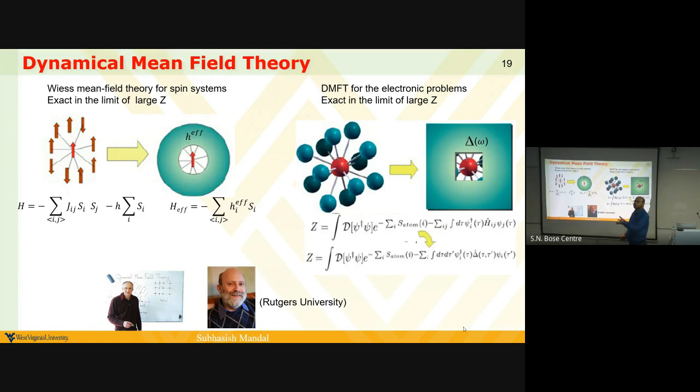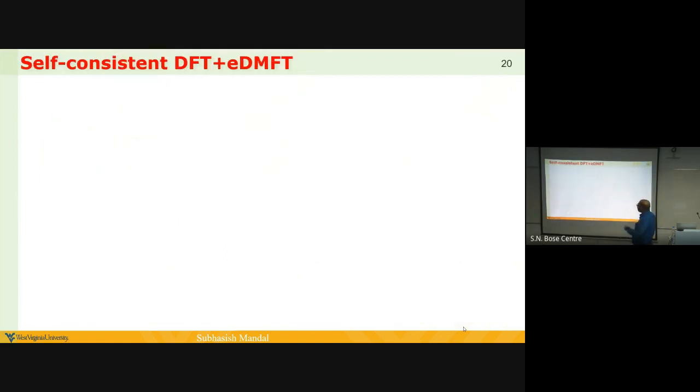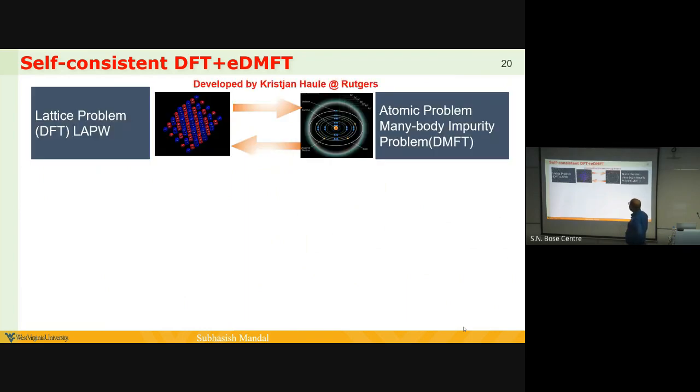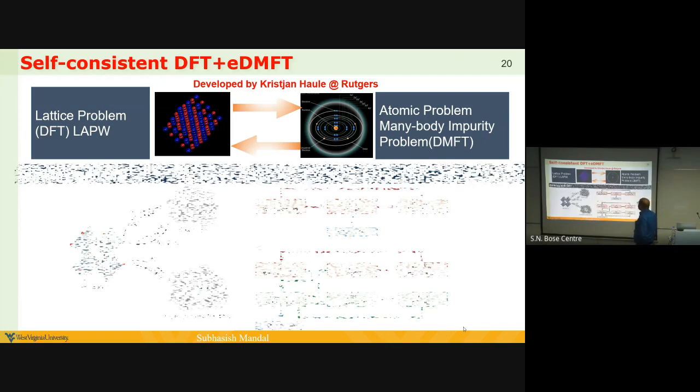It solves the impurity problem. So now it has to also marry with DFT to actually work for a real material. And this is a code that was developed again at Rutgers by Kristjan Haule, where the DFT part was done using LAPW, the all-electron method, and then the DMFT was done. The many-body problem is solved using CTQMC, a very sophisticated technique.